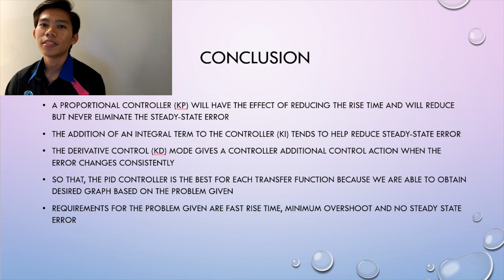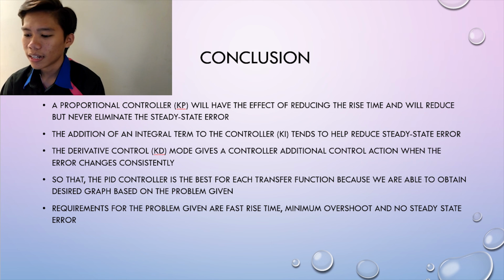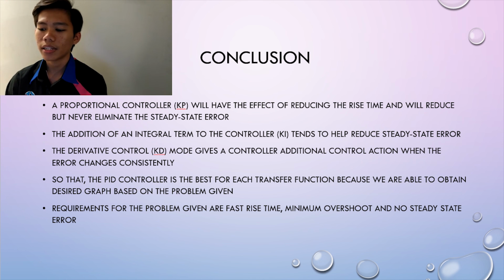Lastly, I will explain the conclusion. In this conclusion, I will explain the effect of the PID controller. For KP, a proportional controller will have the effect of reducing the rise time and will reduce but never eliminate the steady state error. For KI, the addition of an integral term to the controller tends to help reduce steady state error.